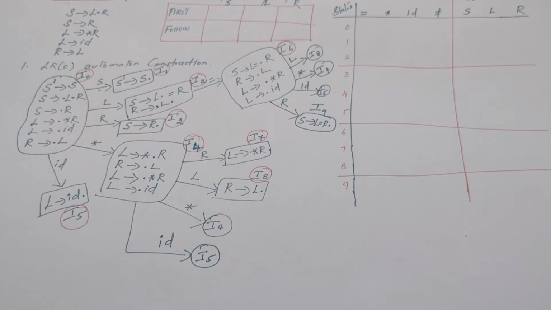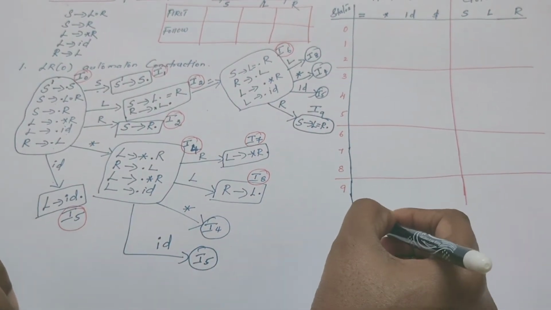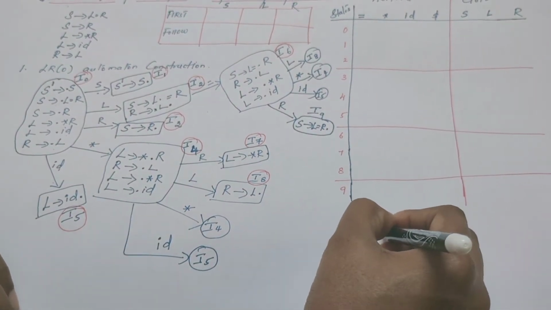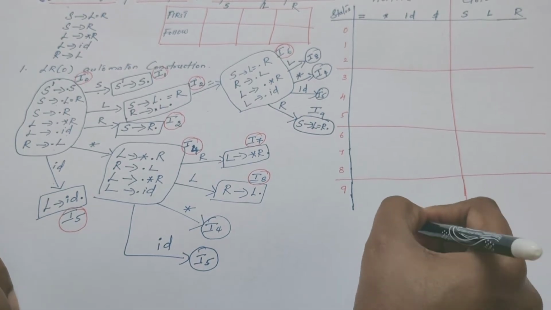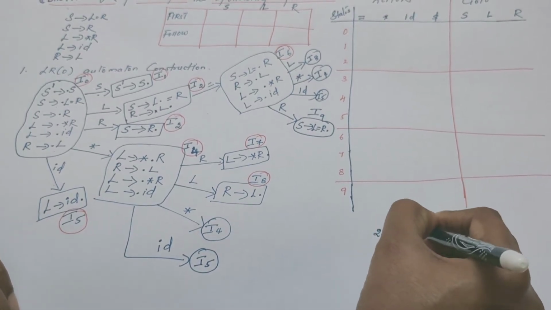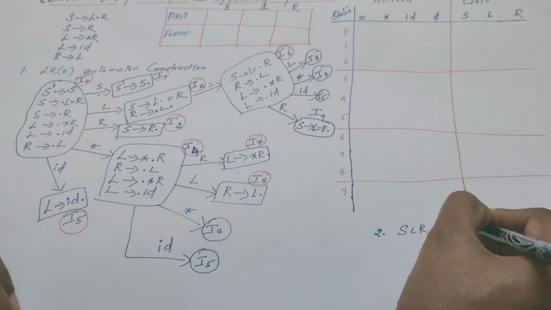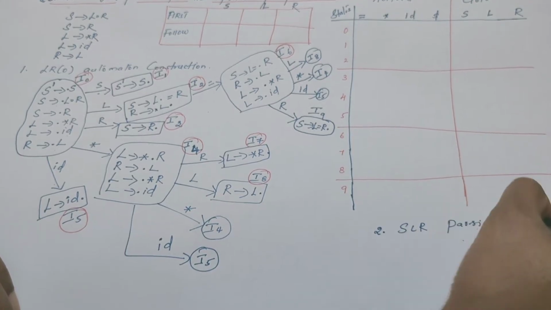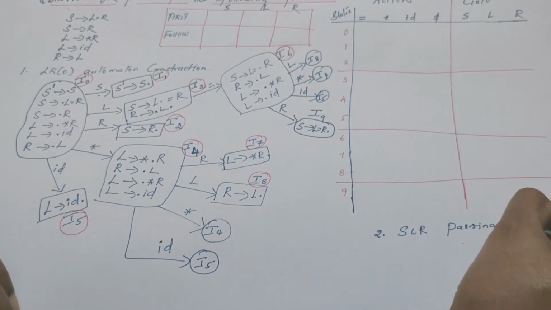So the very first step is over. We constructed the LR0 automaton. Now what is the second step? The second step is the construction of the SLR parsing table. I have already shown the parsing table here. You can even see this.